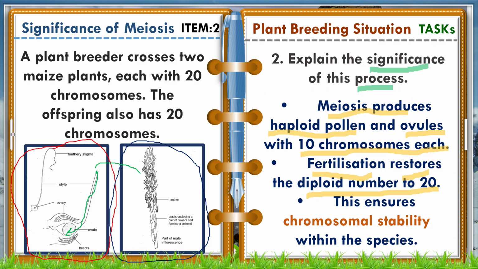And therefore, this will ensure chromosome stability within the species. This process of meiosis, which is taking place in the pollen and also in the ovule, is going to result in the maintenance of stability in the number of chromosomes in the new fruit or in the new offspring.